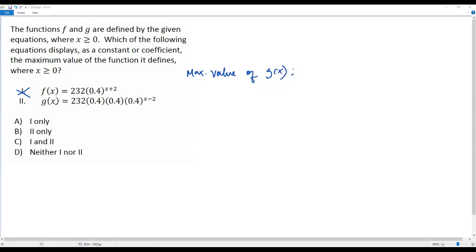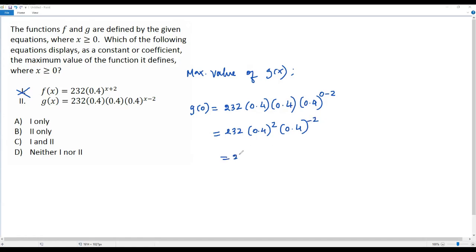Now let's find the maximum value of g of x. For that we have to plug in 0 for x over here. Then we get g of 0 equals 232 times 0.4 times 0.4 to the power of 0 minus 2. When I multiply 0.4 and 0.4, it can be written as a power, that is 0.4 squared. And 0 minus 2 is negative 2.